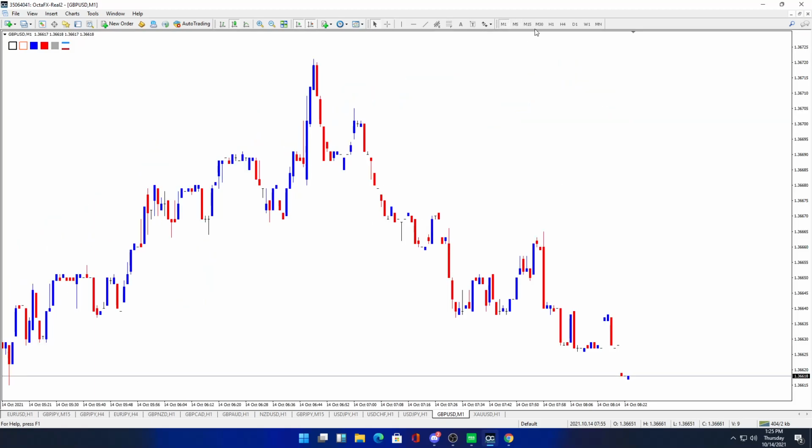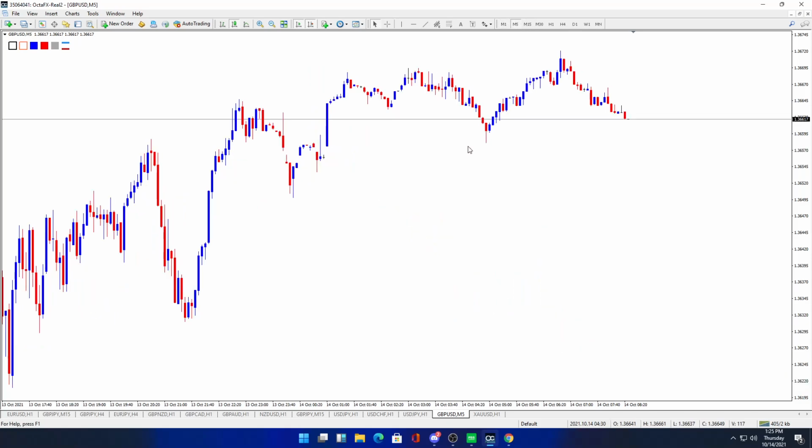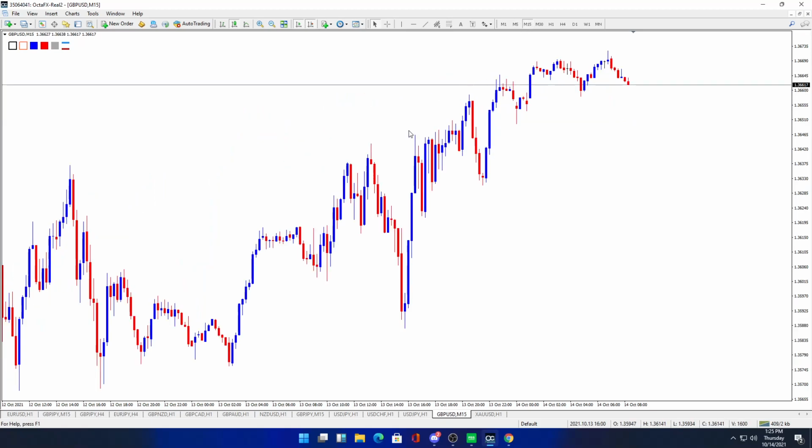I'm using the OctaFX platform. If you don't have a broker to open an account with, let me know, so I can guide you how to open an account. I'm using Octa because I think the chart is helpful for me to trade.